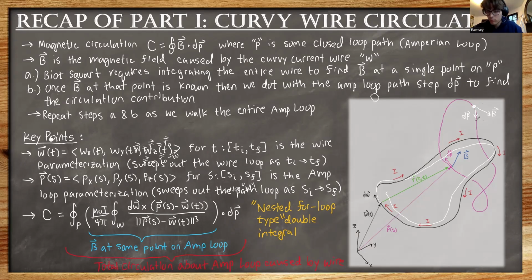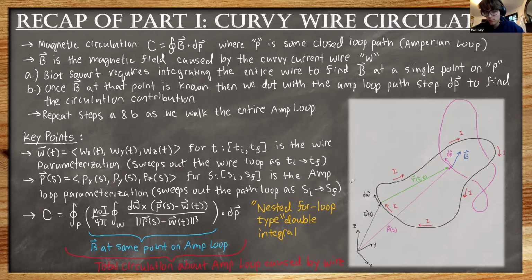Then once you take that step, we have to integrate the whole wire again to calculate the B field for the next step. Then we dot it, we take that step. Then we have to integrate the whole wire again to find the B field at the next spot. Then we dot it with dP and take that step. And we do that all the way around the loop until we get to the end of the amp loop.